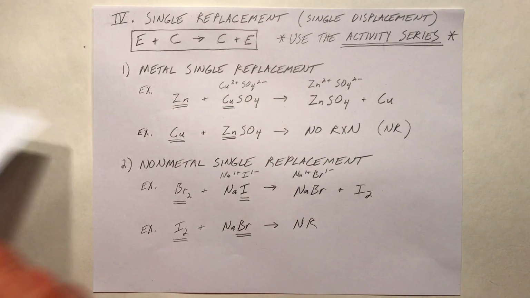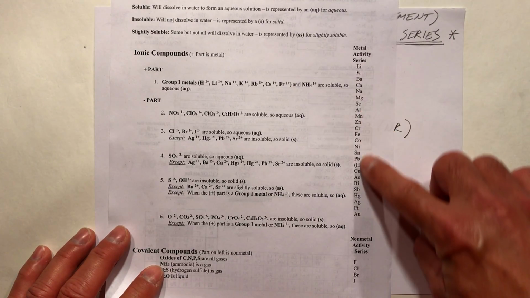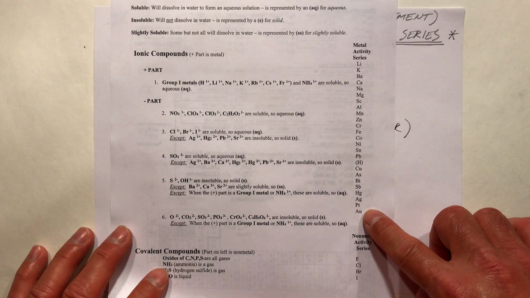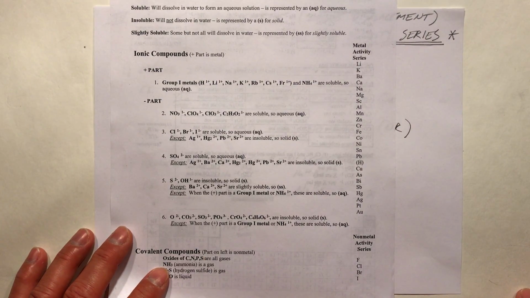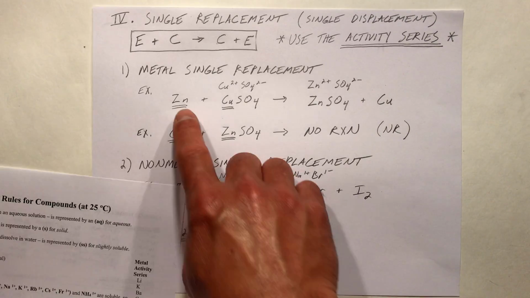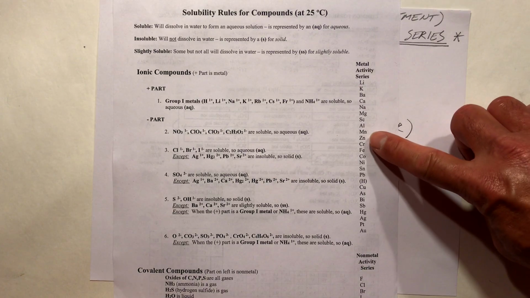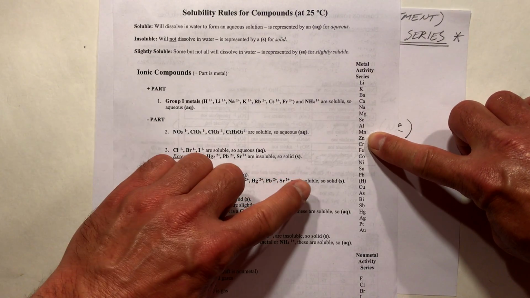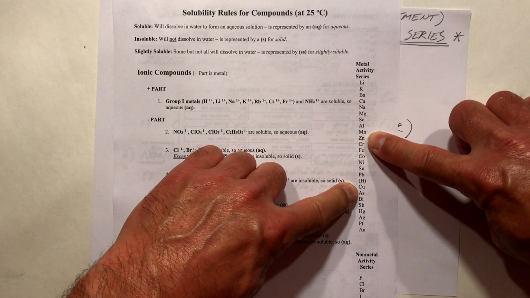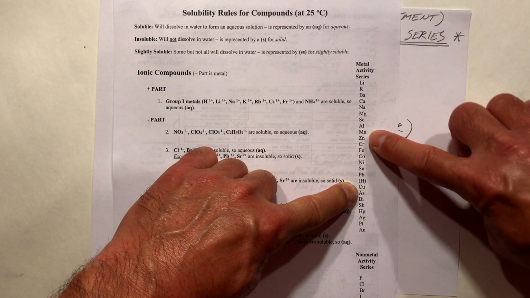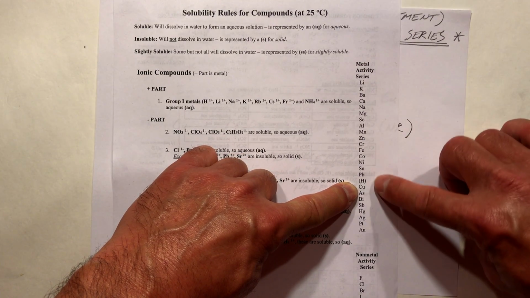of the compound. So if we take that ion sheet and flip it over, we can see the metal activity series right here. Now this is a representative list of metals. It's not all inclusive, but it has a lot of common metals on it. You will notice that we're trying to compare zinc and copper. So zinc is right here, Zn, and copper is right here, Cu. Notice that zinc is higher up on the list than copper.